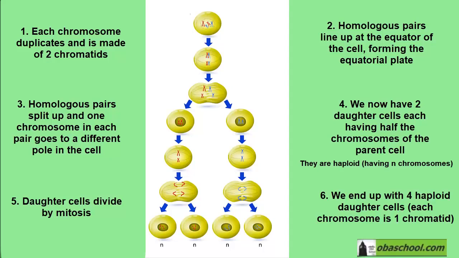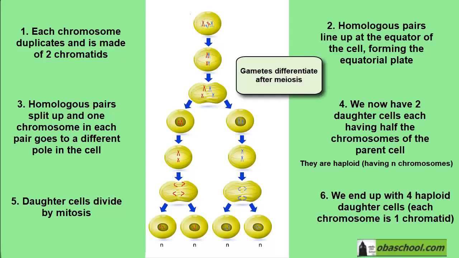We start with one germ cell with 2n chromosomes. It is diploid. We end up with 4 gametes that are haploid with 1n. We have half the number of chromosomes now. And now these daughter cells, these gametes, are going to differentiate, which means they are going to specialize to either become ova or sperm cells.